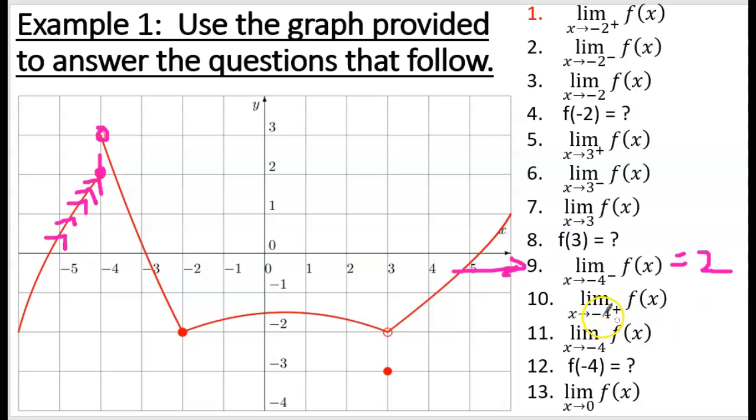How about if I approach negative 4 from the right? Well, if we're coming at negative 4 from the right, well, now we're coming in on this side. And if I come in on this side, getting closer and closer to an x value of negative 4, now what y value am I approaching? We're approaching a different y value. Now I'm approaching 3. Uh-oh, the left-handed limit and the right-handed limit don't match. You know what that means about the limit in general? That means the limit does not exist.